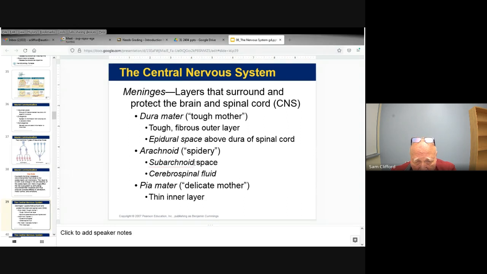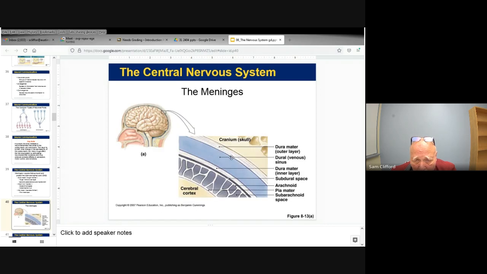The spidery level is the arachnoid level. It has a subarachnoid space where the cerebral spinal fluid circulates all around and in the vesicles of the brain, and the movement of that fluid all the way down through the spinal cord. The thin interlayer is called the delicate mother, or the thin layer. So those are the meninges, the coverings of the brain. What do they look like?